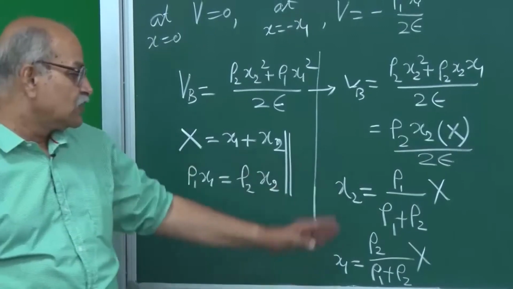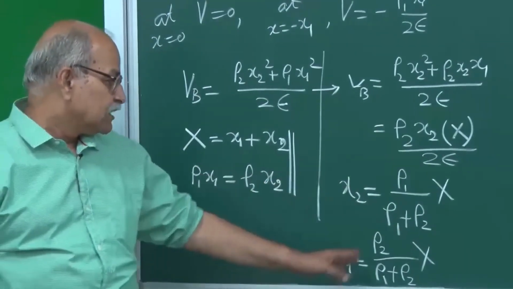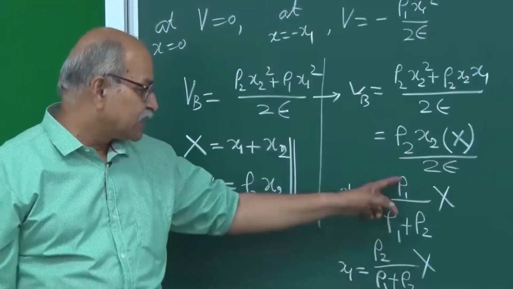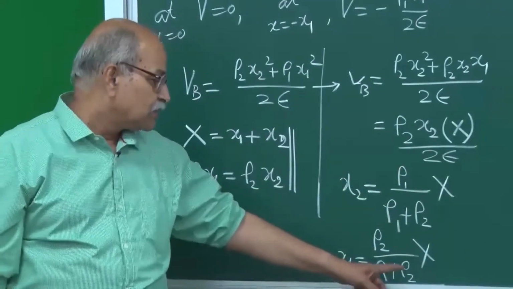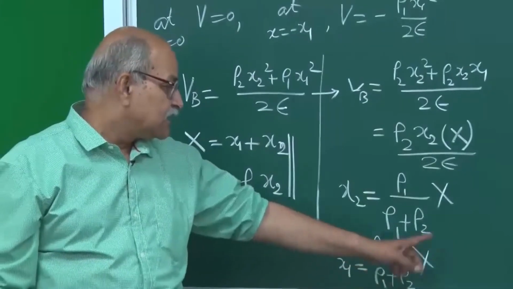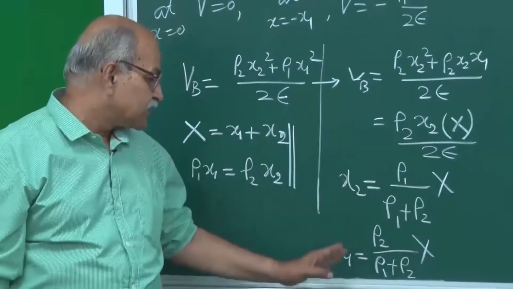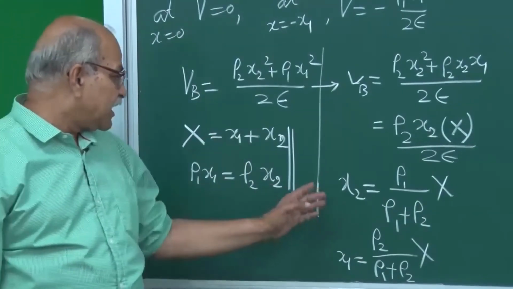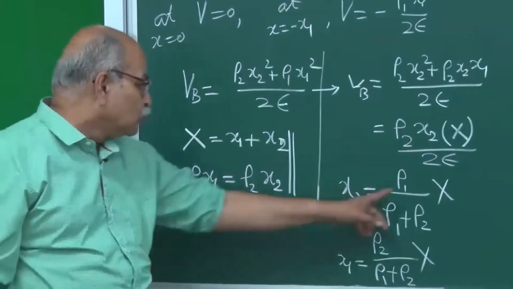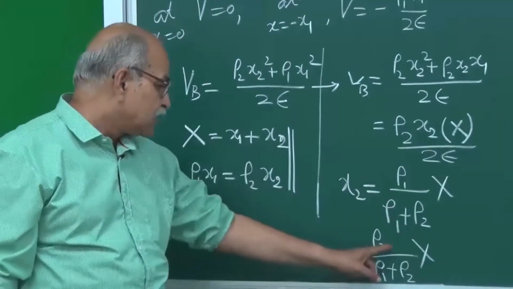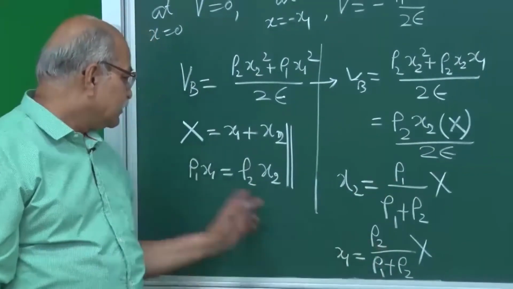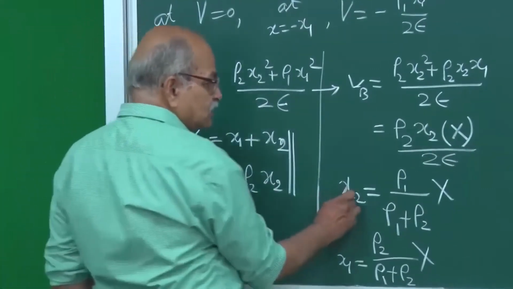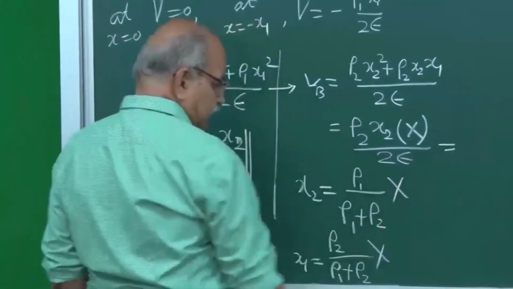Okay, if you add these two, what happens? You will have rho 1 plus rho 2 in the numerator, which will cancel this rho 1 plus rho 2 in the denominator, and it will be x. So x1 plus x2 is capital X, this equation. And if you multiply this x2 by rho 2 and this x1 by rho 1, they become the same. So rho 1 x1 is rho 2 x2. So this is it. Use this expression of x2 here.